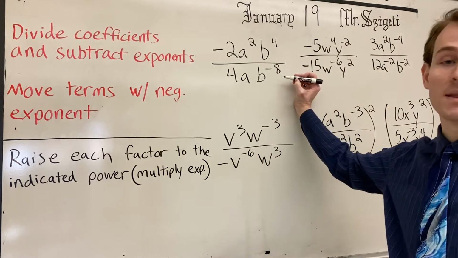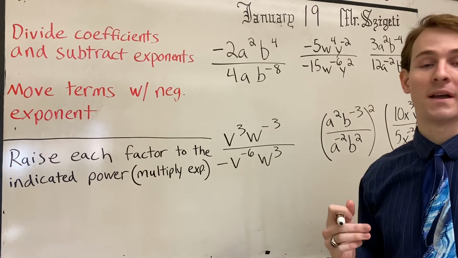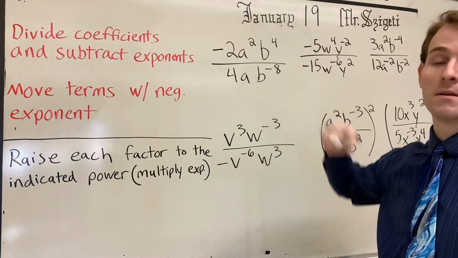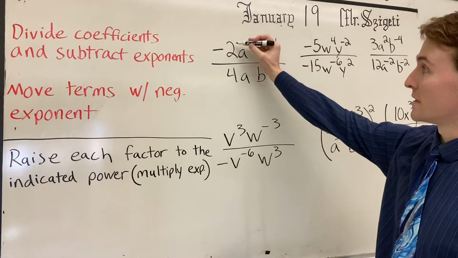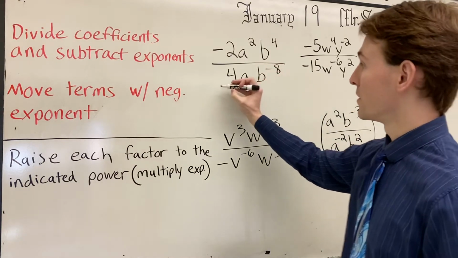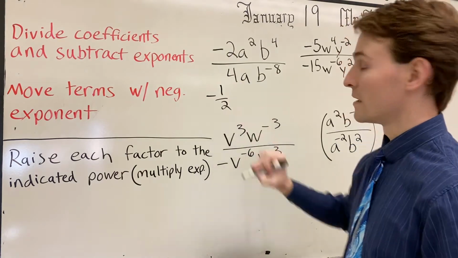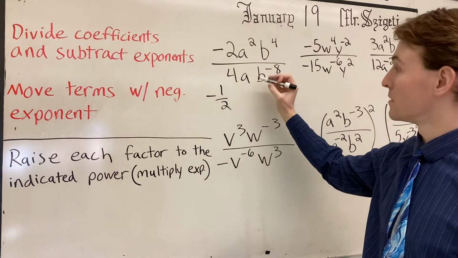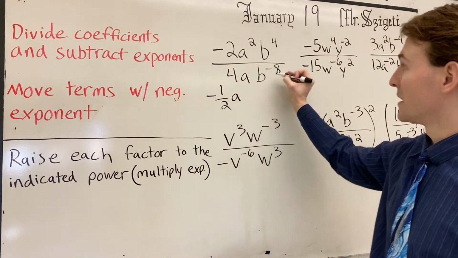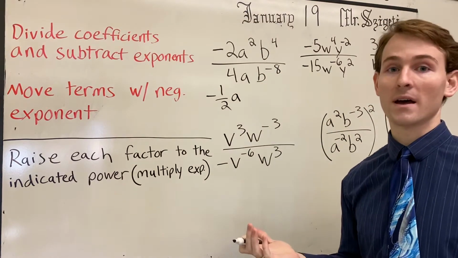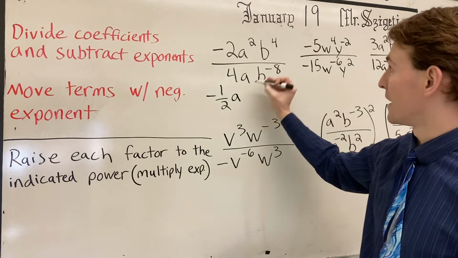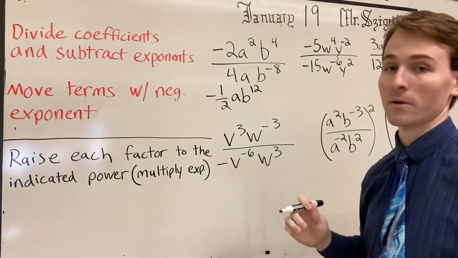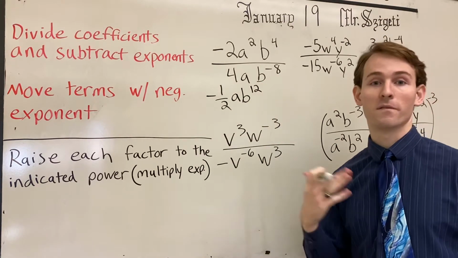You've got the -8 in the denominator, and the simplest way to solve that, we're going to be moving the 8 to the numerator. That way we can flip the sign. So we know that -2 divided by -4, you're going to end up with a -1/2. And then you've got a to the second power over a, so it's just a. And then we know that we can move that sign. Boom. And now 4 plus 8, we've just got b to the 12th power. So that's what we have for our initial part.